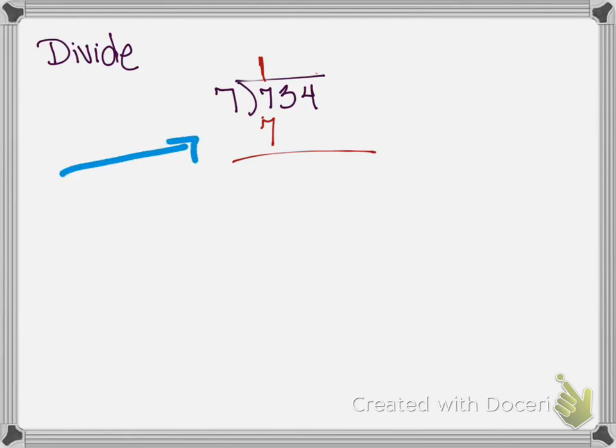Then, this is where people make their mistakes when we transfer this to algebra. I subtract right here. 7 minus 7 is 0. What do I do next? Bring down the 3. How many times does 7 go into 3?